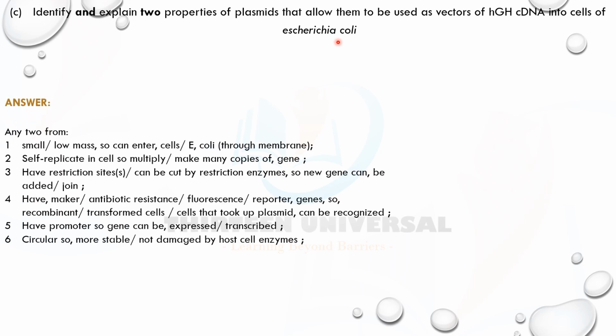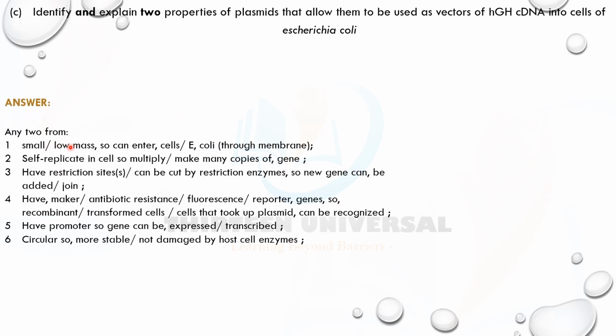Number two, they are circular. Because they are circular, they are stable, or they cannot be easily digested by enzymes. And don't forget that they have restriction sites, so genes can be inserted. Don't forget they have gene markers, so we can easily identify any genetically modified organism that's taking up our recombinant DNA. Also, plasmids have promoters, so genes can be expressed. They can also self-replicate, therefore they can make many copies. Look at that, memorize it.